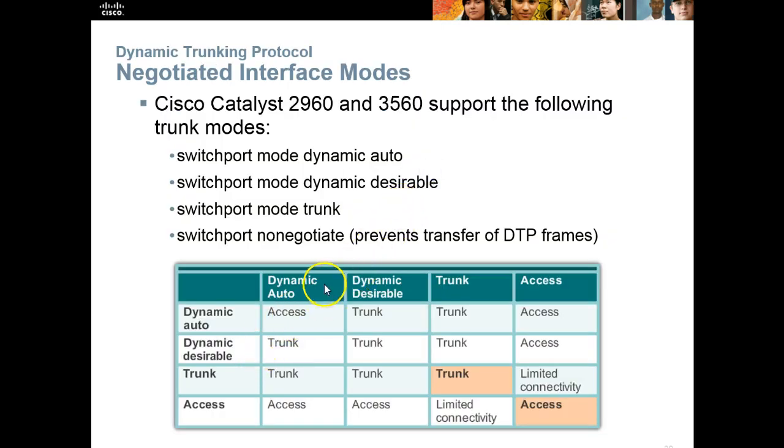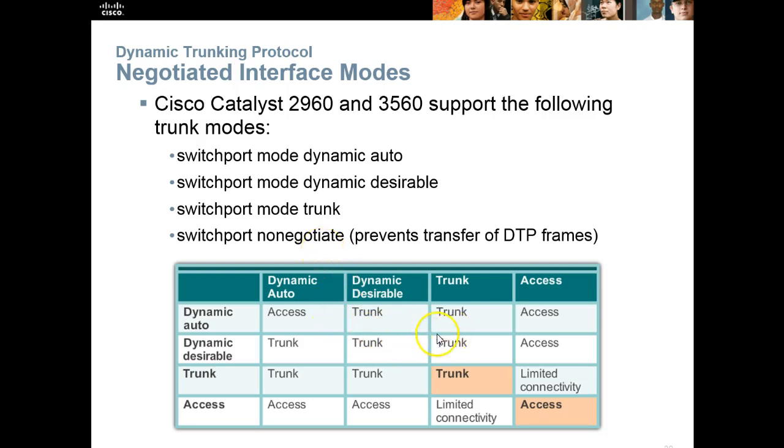So the trunks have different modes as well: dynamic auto, dynamic desirable, trunk, and no negotiate. And what happens is both sides have to understand how it'll work. So if you have one dynamic auto, it stays in access, and then it can trunk in desirable and trunk mode. So you have to make sure that the modes match up.